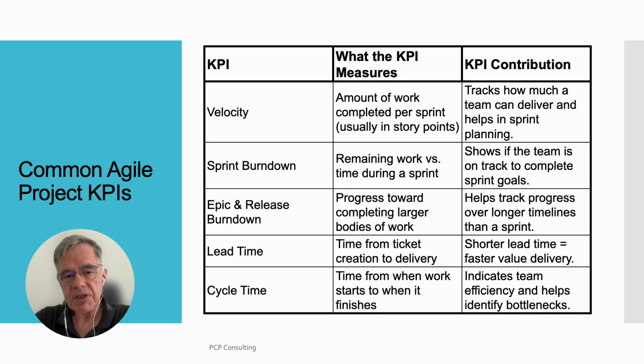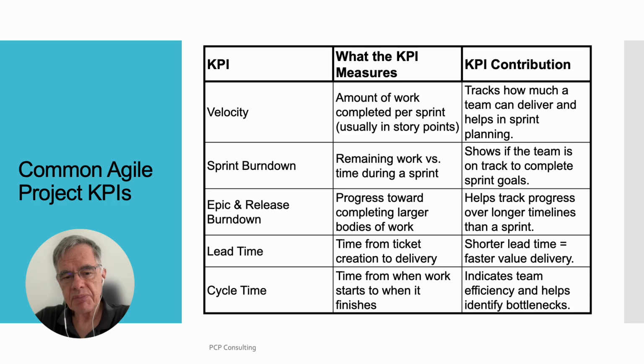The table has 3 columns. KPI, column 1. Column 2, what the KPI measures. Column 3, KPI contribution. Velocity, amount of work completed per sprint, usually in story points. Tracks how much a team can deliver and helps in sprint planning. Sprint burndown, remaining work versus time during a sprint. Shows if the team is on track to complete sprint goals.